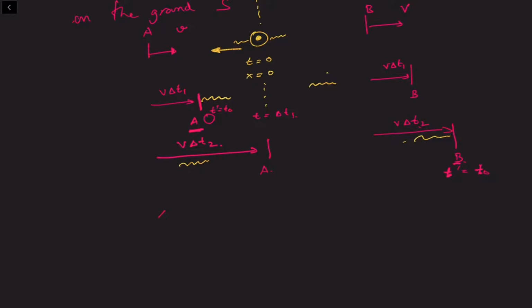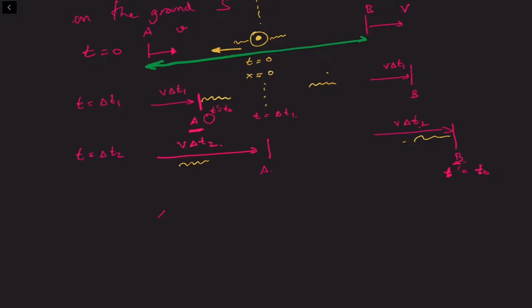So let's clearly label our pictures. So this is at instant t equal to 0 as measured by the synchronized ground observers' clocks. This is at instant t equal to delta t1 as measured again by the synchronized ground observers' clocks. And this is at an instant t equal to delta t2, again as measured by the synchronized ground observers' clocks.